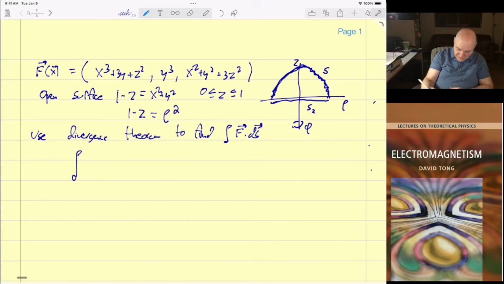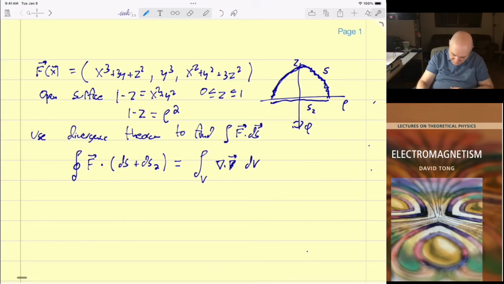So we have the integral. The divergence theorem tells us that the integral of f dot, I'll put dS plus dS2, because that's the whole closed surface. The integral of that is equal to the integral over the volume of the divergence of f dV. Let me make this clear.